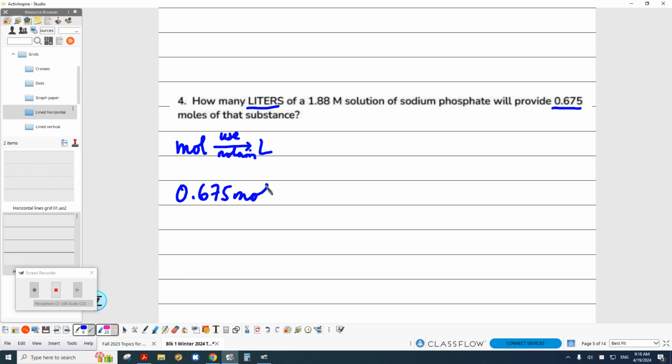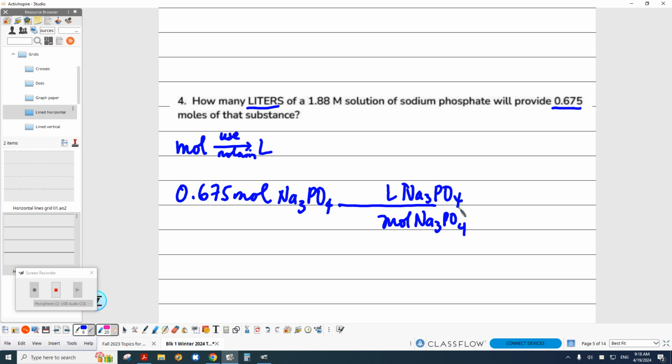This is where most students made a mistake. They started with the molarity. We never start with the conversion factor. We always start with what's given. What's given is 0.675 moles of sodium phosphate. This happens to be Na3PO4. We're going to put moles on the bottom to cancel that out. And we're left with liters sodium phosphate on the top.